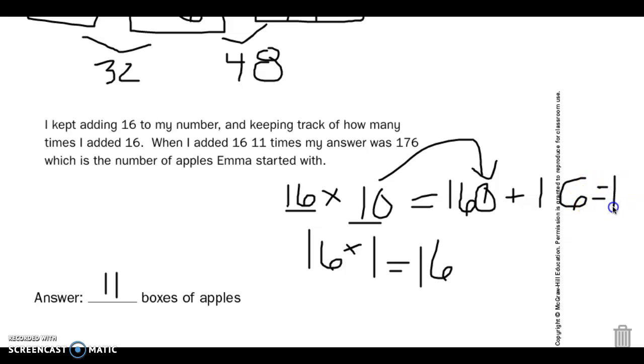So if I multiplied it by 10 times and I added one more 16, that is equal to 16 times 11 because we are adding or multiplying by that 16, 11 times, which would bring us to 176. So our answer is 11 boxes. If you did it this way, in your own words or with these pictures, you can show me that you got 11 boxes of apples.